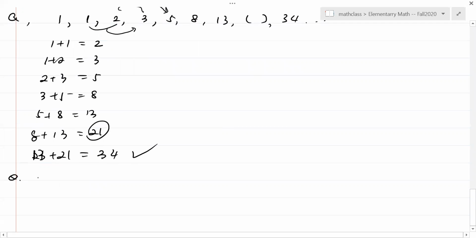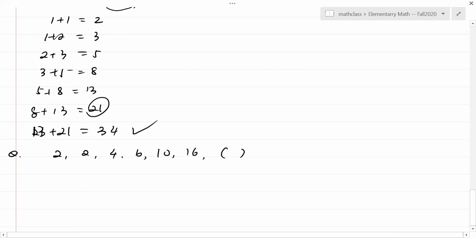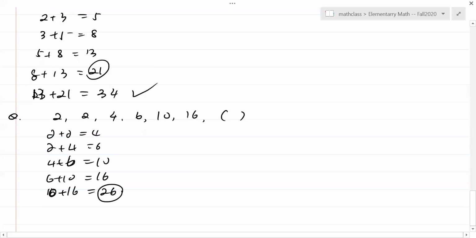Similarly, let's do the next problem. 2, 2, 4, 6, 10, 16, and we're trying to figure out the next number. So it's 26, because 2 plus 2 equals 4, 2 plus 4 equals 6, 4 plus 6 equals 10. It's still the same idea: the sum of the two previous terms. And 6 plus 10 is going to be 16. So the next one should be 10 plus 16, which will be 26.